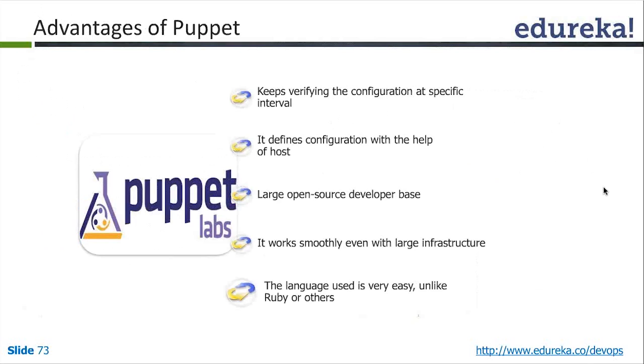So the advantages of Puppet: it keeps verifying the configuration at specific intervals. It defines configuration with the help of hosts. Large open source developer base. I mean, that may or may not be an advantage. It works smoothly even with large configurations. The language is very easy, unlike Ruby or others.